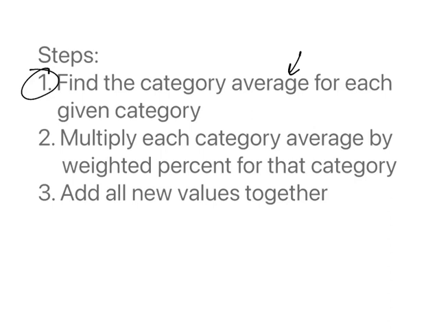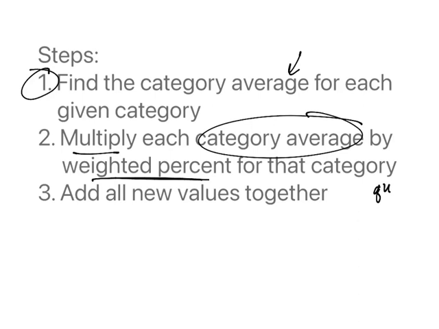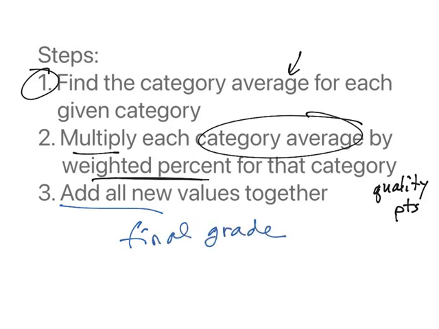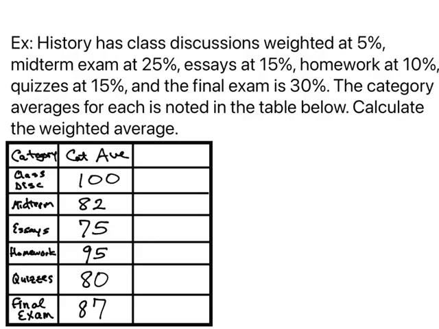Once we have the category averages, we're going to multiply that category average by the weighted percent. This is going to give us what I like to call quality points, right? You earn quality points based off the category average multiplied by the weight of that category. Once you have all of the quality points for all the categories, then we just add them together. And once we add them together, that is your final grade. All right, let's jump in and play.